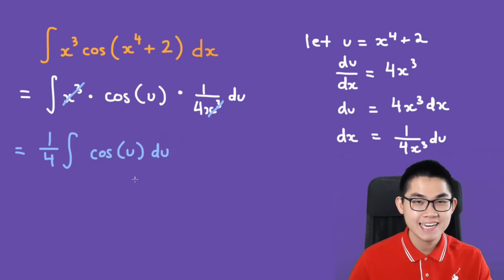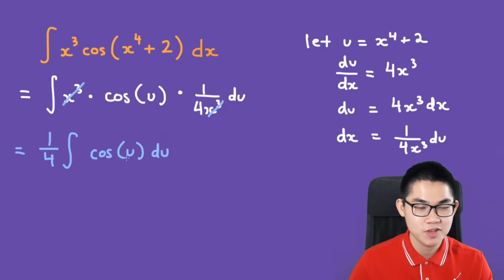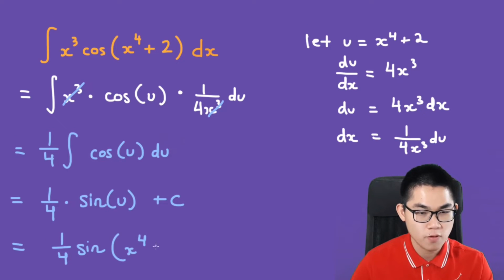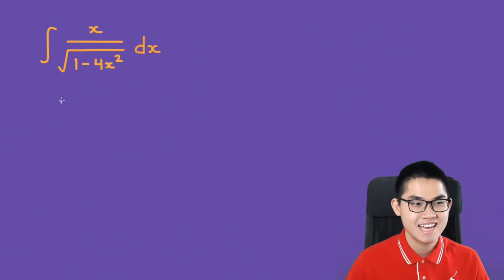And what is the antiderivative of cosine of u? Well, it's going to be sine of u plus c, right? So we have 1 over 4 times sine of u plus c. And the last step is to substitute the u back with the x. So we have 1 over 4 times sine of x to the power of 4 plus 2. Then finally, plus c.